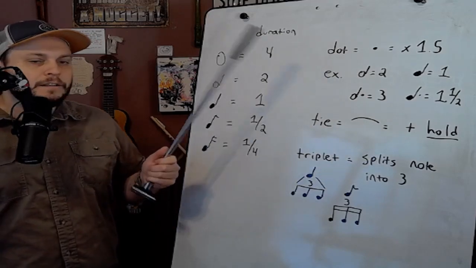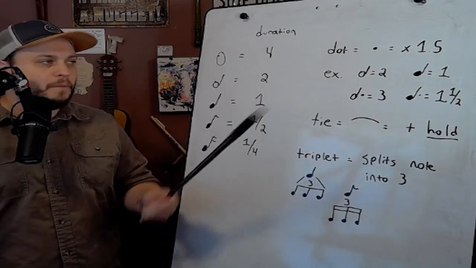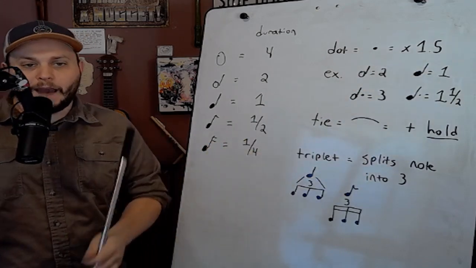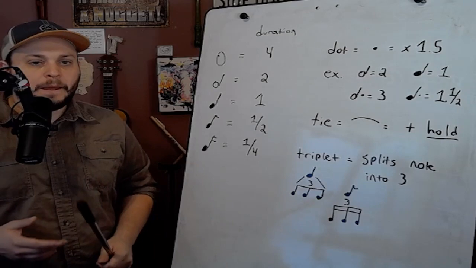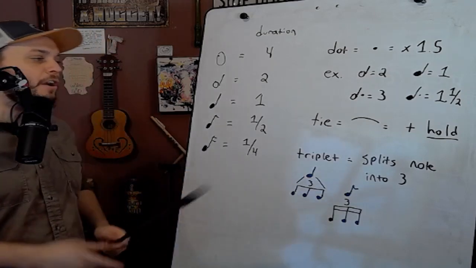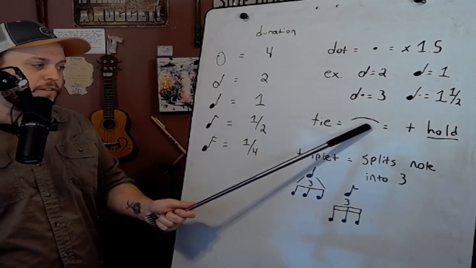A dot is a dot is a dot. It always multiplies it by 1.5, so it extends it by half the length of its own value. Okay, but what a tie does is it ties different rhythms together. So if you see this little curved line right here, that is called a tie.